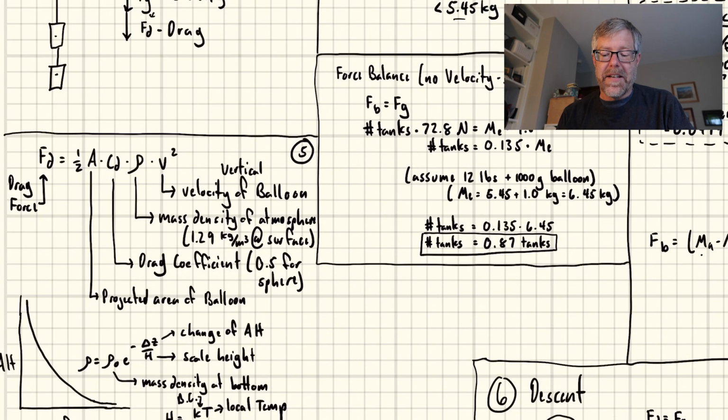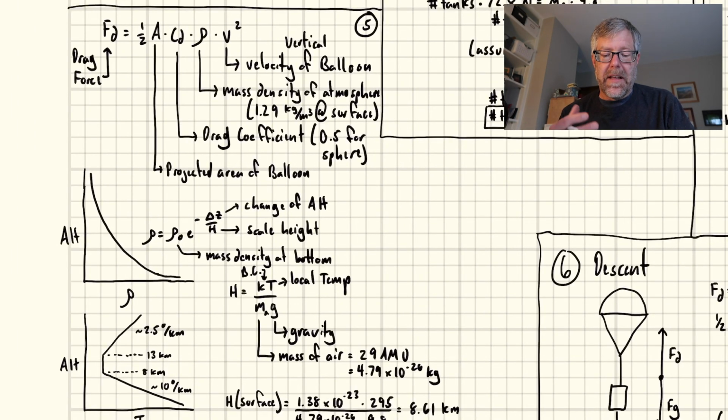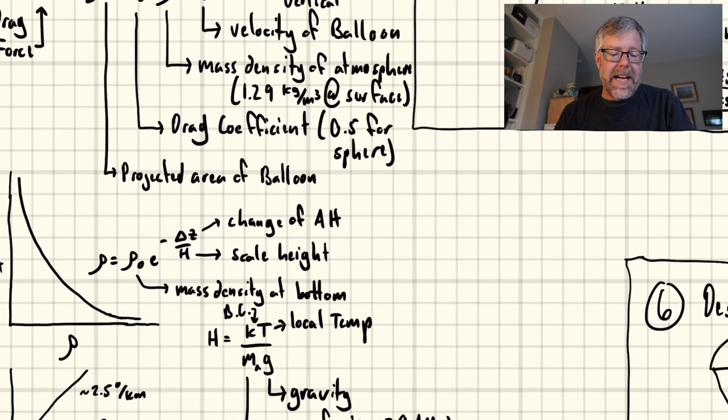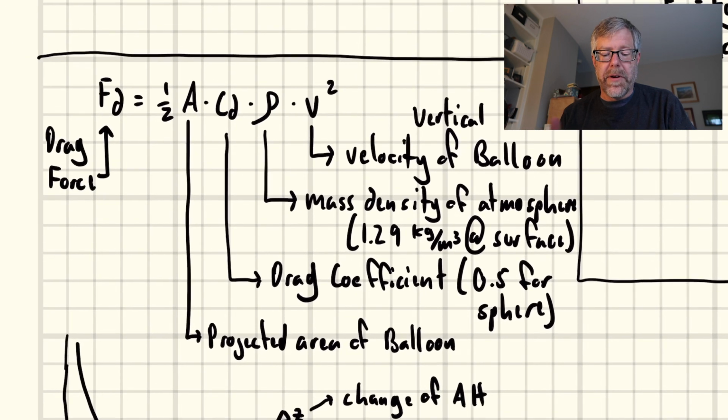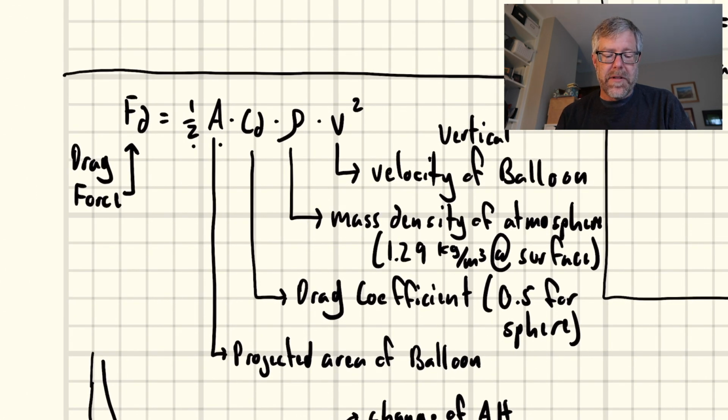Now, what velocity will it rise at? Well, this is actually now getting into hard stuff. The rest of it was relatively straightforward. Now we get into some harder stuff that has to do with the atmosphere. All right, so the drag force, which is how we can determine the velocity, is equal to 1/2 the area of the balloon times the drag coefficient times the mass density of the atmosphere times the velocity of the balloon squared. This is the vertical velocity of the balloon.